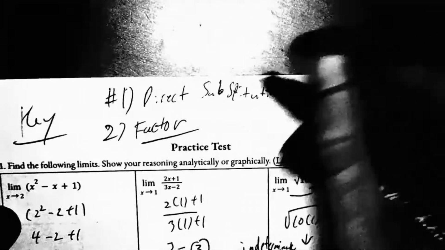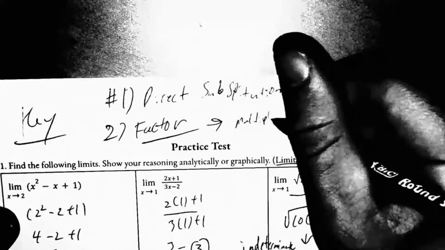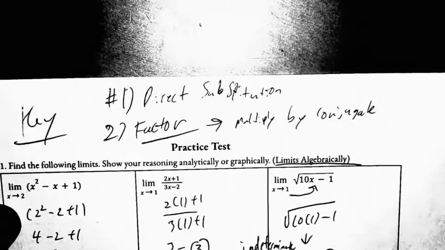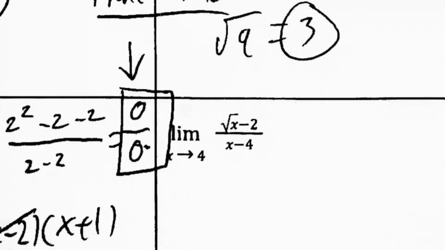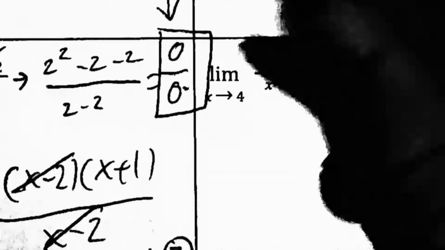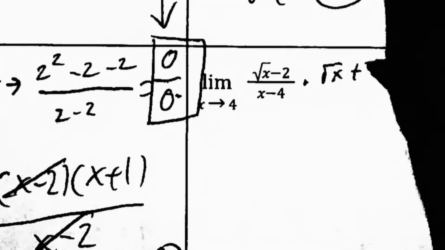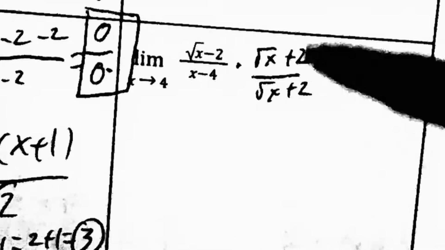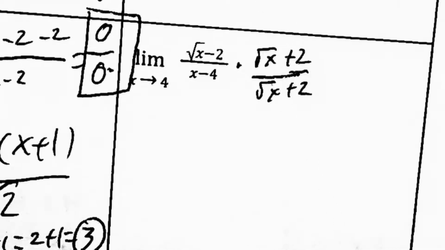So I suppose this would be after factoring. You might want to consider multiplying by the conjugate to cancel out the square root. You want to multiply by the conjugate of the square root value. My square root value is in the numerator here, so I'm going to multiply by square root of x plus 2 over the square root of x plus 2. Remember, this is just multiplying by 1, right? I cannot have different values in the numerator and denominator. We're multiplying by 1.